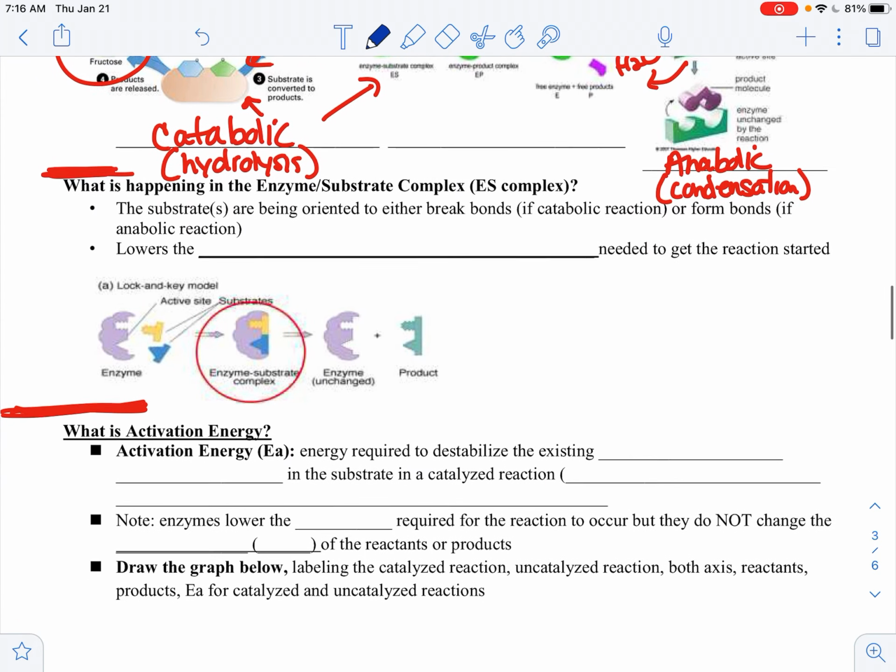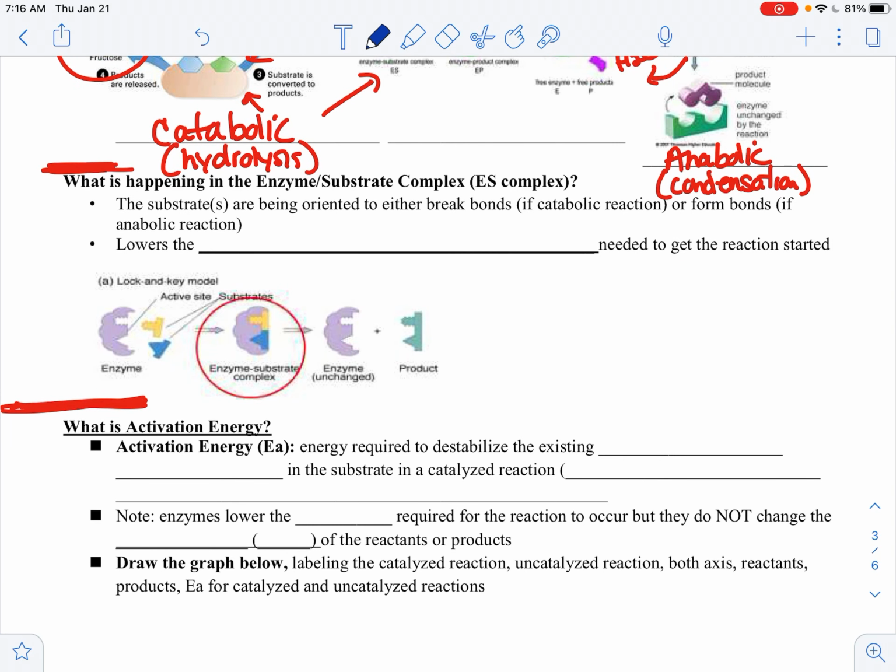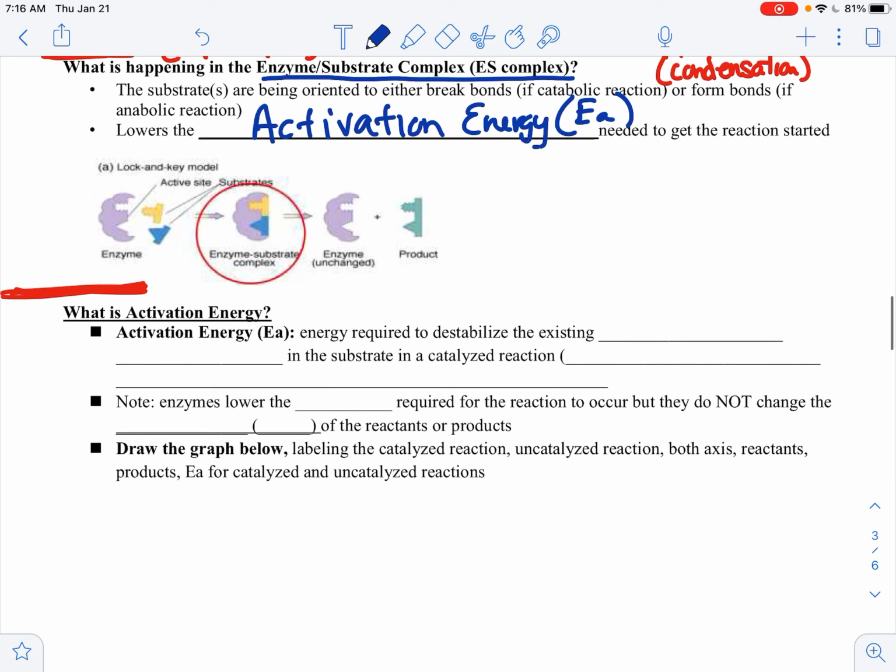Okay, so what is happening in the enzyme substrate complex? When the substrate is in the active site, it's lowering the activation energy, which we sometimes abbreviate as E with a little a. So what is the activation energy? The activation energy is the energy required to destabilize some of the chemical bonds in the substrate in the catalyzed reaction.